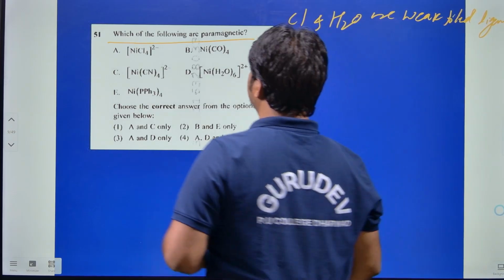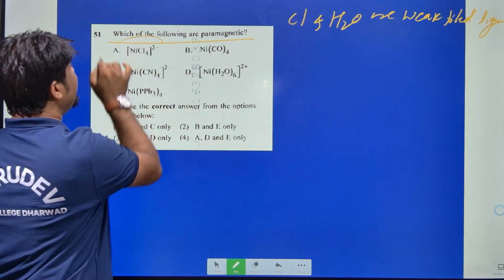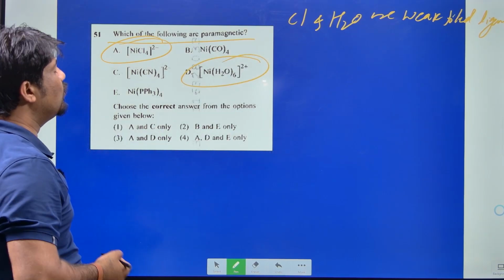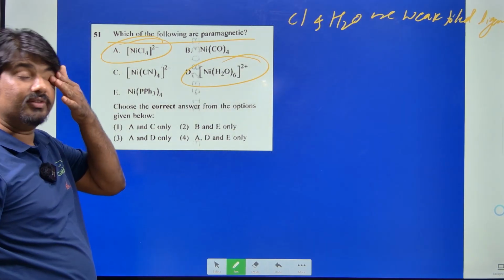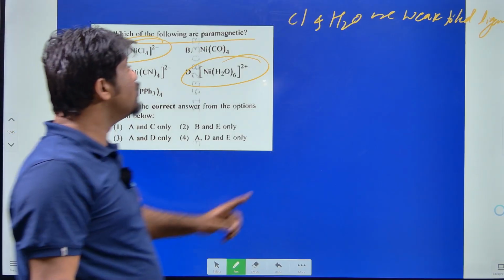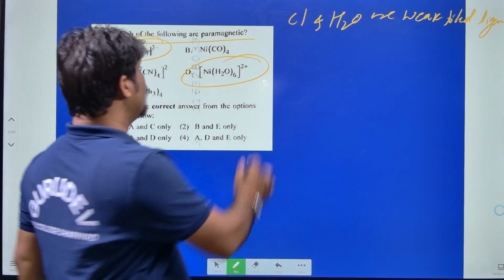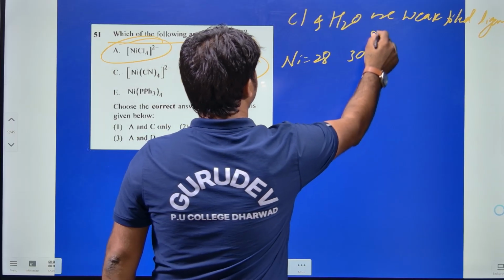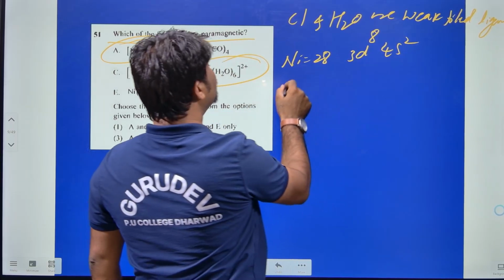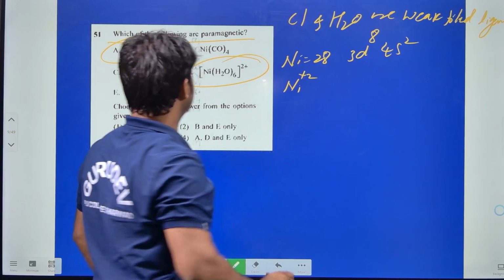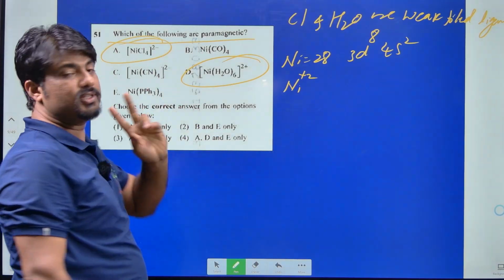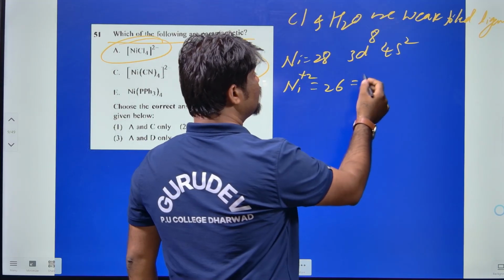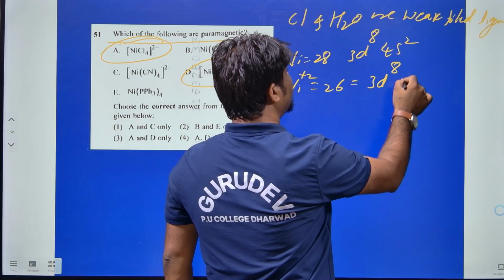So straight away, NiCl4 2 minus and Ni(H2O)6 2 plus are the two molecules which undergo only paramagnetism because of the weak field ligand. Moreover, nickel has atomic number 28. If you write the electronic configuration, 3d8 and 4s2. If you remove 2 electrons, that is Ni plus 2, because in both complexes nickel has plus 2 oxidation state, the configuration is 3d8 and 4s0.